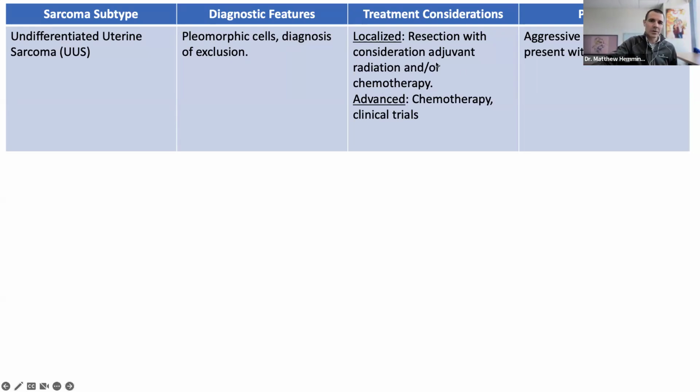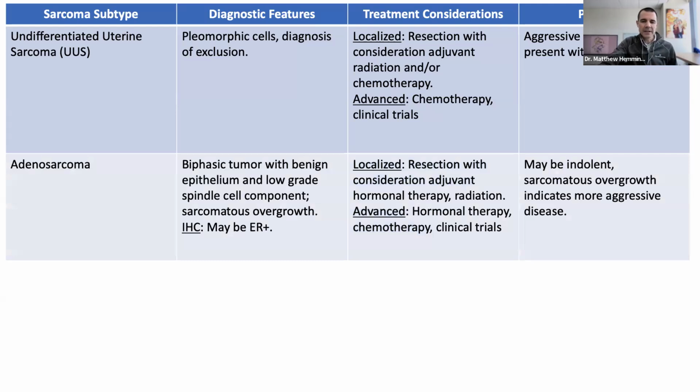Resection of the tumor for localized disease with consideration of chemotherapy and radiation before or after surgery, and that's a very individualized, multidisciplinary discussion with much input on the interests and values and preferences of the patient. And for advanced disease, chemotherapy and clinical trials. And again, this can be a very aggressive disease, and many patients present with advanced disease.